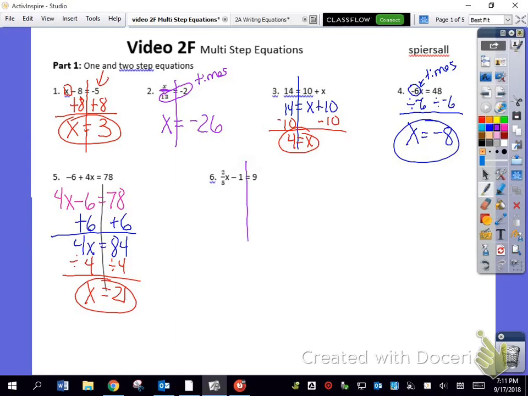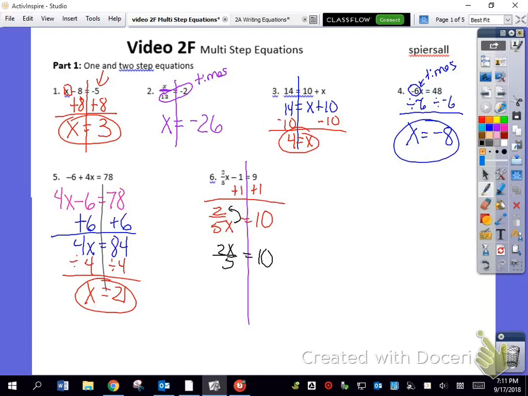On number 6, I'm going to do the exact same thing. Even though there's a fraction, you do the exact same thing. You get rid of the number that does not have a variable first. So the opposite of -1 is +1. So you've got 2/5 x equals 10. Now, another way to do this, I'm going to write this fraction as 2x over 5 equals 10. All I did is I moved the x up there, okay?